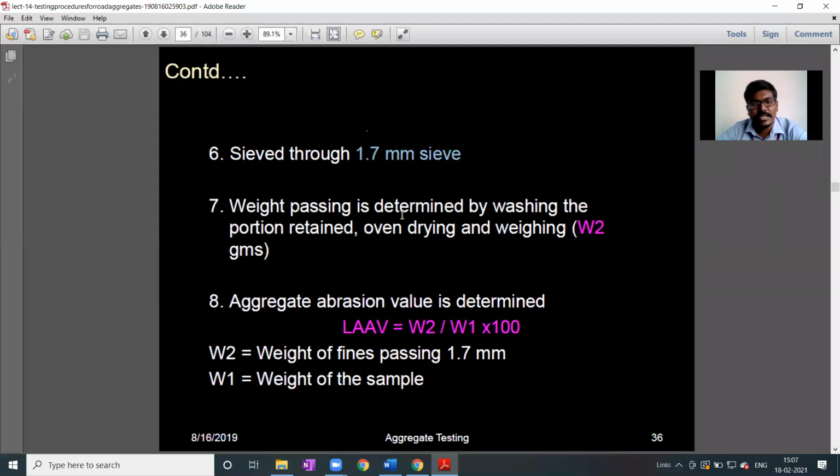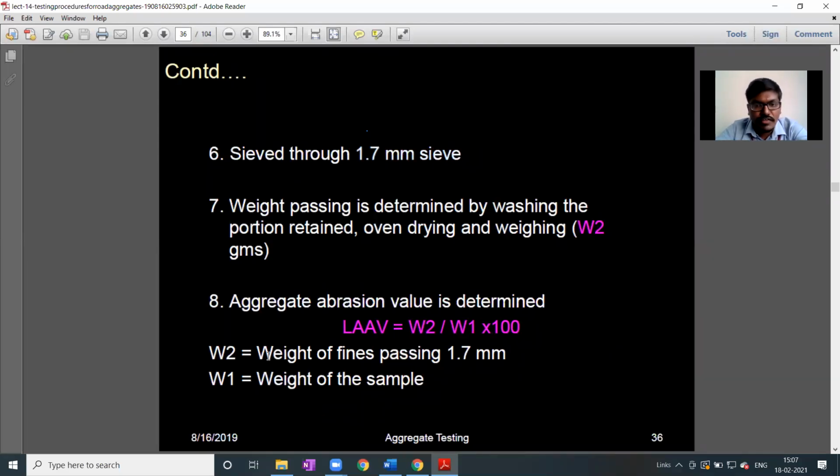Whatever is passing is determined, and you wash whichever portion is retained. We need to take only the retained aggregates on the 1.7 mm sieve. Since dust will be sticking to the aggregates, we need to wash it, oven dry it and weigh it lastly. That will be W2. What is W1? Whatever the initial weight, that is 5 kgs for grades A, B, C, D and 10 kgs for E, F, G. W2 is the weight retained on the 1.7 mm sieve after the abrasion test.